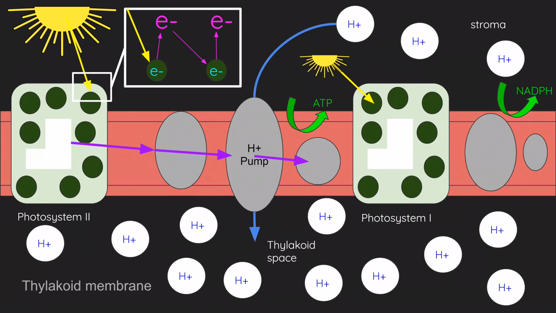Let's take a look closely at what happens during the light reactions. Here's a diagram of the thylakoid membrane. Embedded on the membrane is the electron transport chain, and within are photosystems. There are two photosystems, photosystem 2 and photosystem 1. The first one here is photosystem 2, and then the following is photosystem 1.